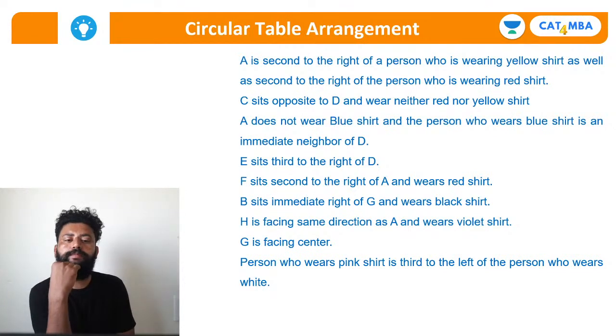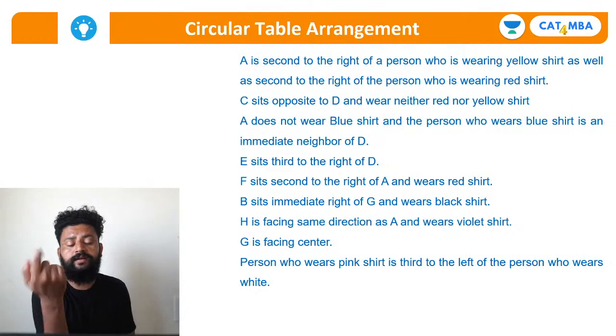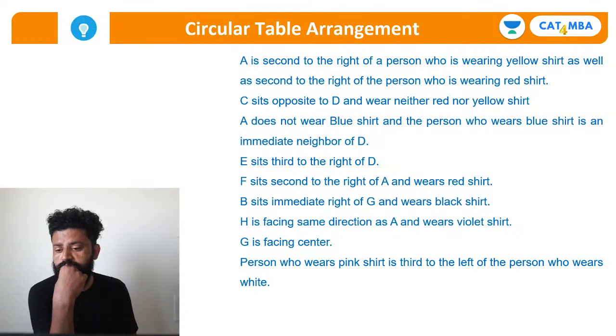A is second to the right of a person who is wearing a yellow shirt, as well as second to the right of a person who is wearing a red shirt. That's the most important clue you can have. Understand, try to do it.